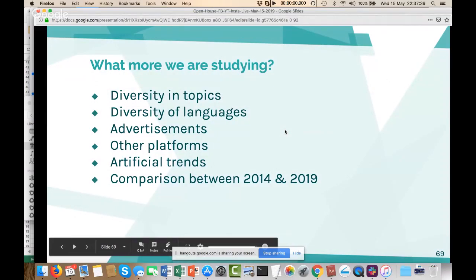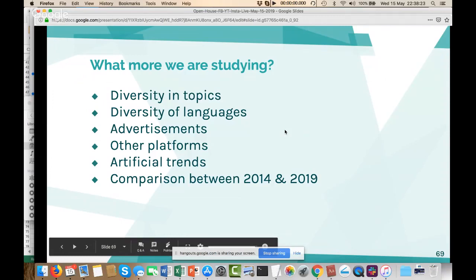Advertisements is also an interesting topic. How much money are these political handles spending on campaigning on different platforms like Google, Facebook, all of that? There are now Facebook and Google services where you can look it up, but can we do some interesting digging into this data that is available? Of course, there are other platforms, Instagram, WhatsApp. Primarily we have been focusing on Twitter, but can you look at data from other platforms also?